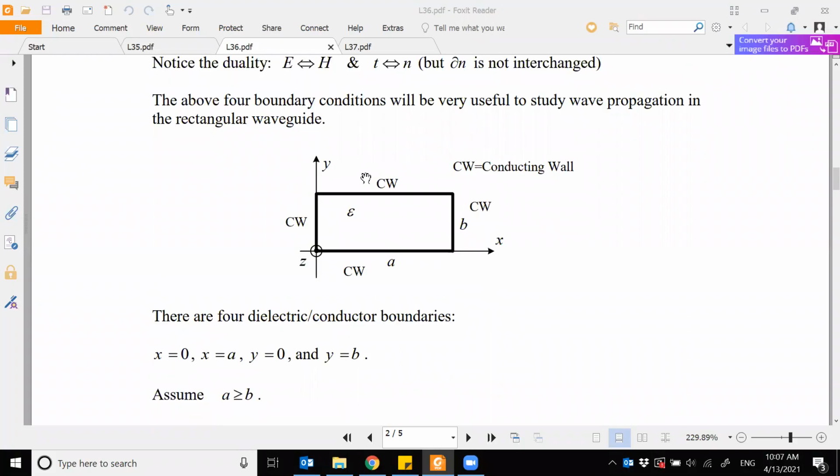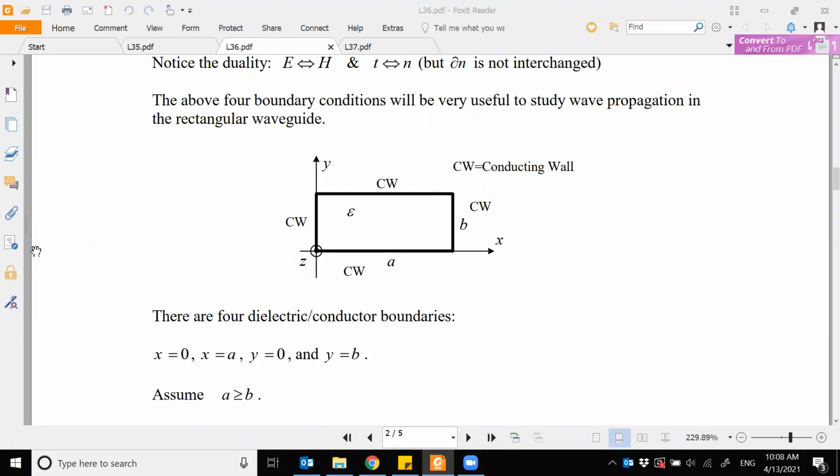Okay, so let's start. This is my rectangular waveguide. Now it is a bounded medium. It is not an unbounded medium like air or free space where your electromagnetic wave can travel everywhere. This is my x-axis, this is my y-axis, and this is my z-axis. This is my conducting wall, which is metal on all four sides. Inside you have a material of permittivity epsilon, and the length of this rectangle is a and the height is b.